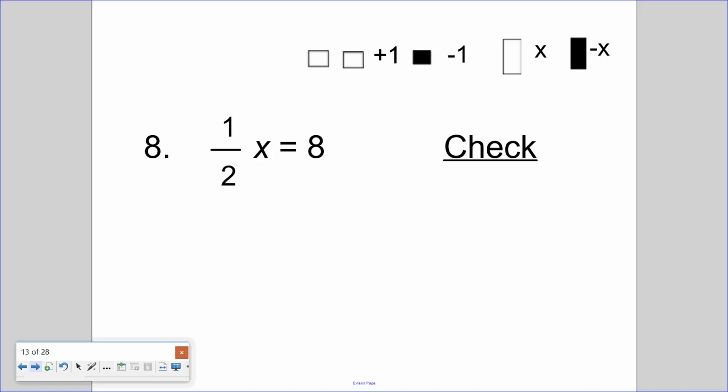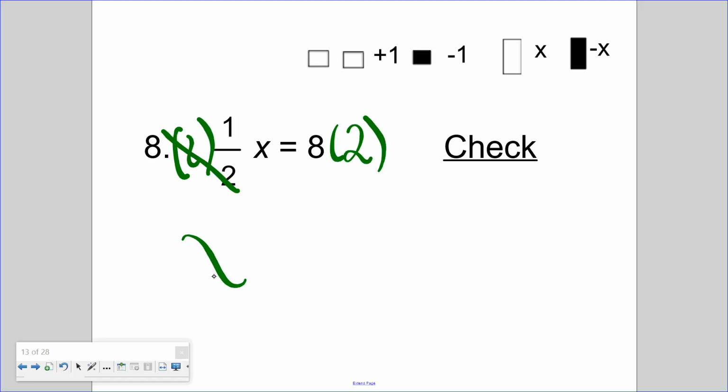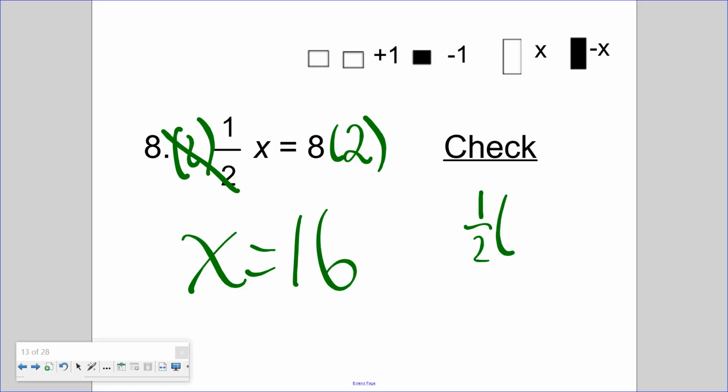So number 8. Half of x equals 8. What will a full x equal? What is the inverse of divide? Multiply. So we're going to multiply by 2. It cancels out. X equals 16. Check your work. I substitute the x with 16. What's half of 16? 8. Check.